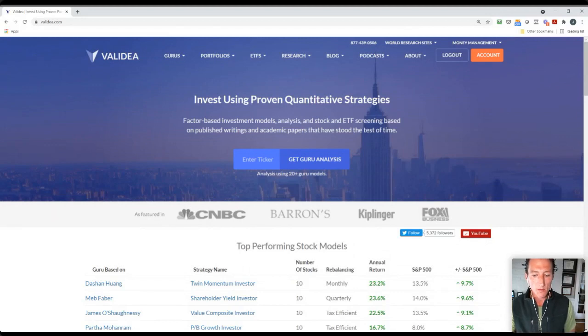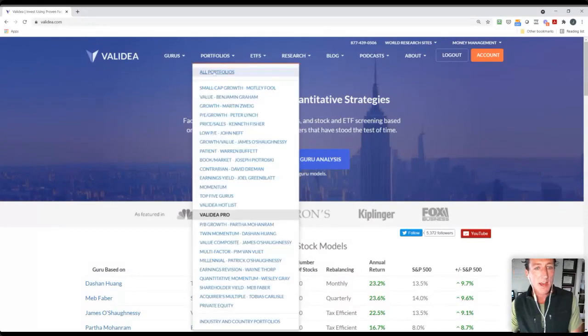And there's a number of ways that we actually do that on Validea through the various strategies that we model here. So where I wanted to start was on a very popular tool on Validea, a very robust tool that a lot of investors use, and these are our model portfolios. So on the top nav, if you click into portfolios, I'm just going to click on all portfolios here.